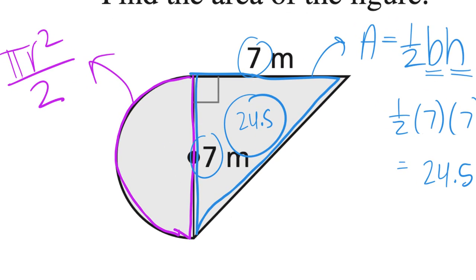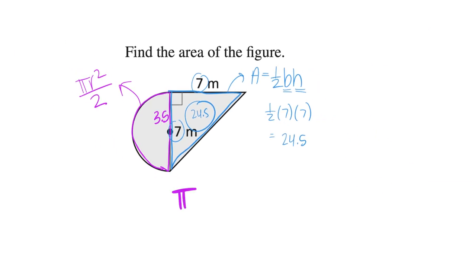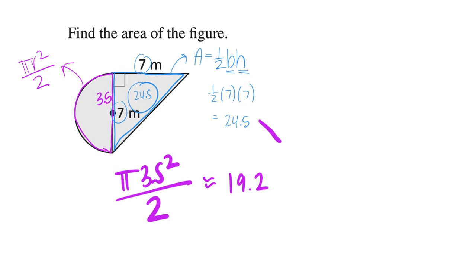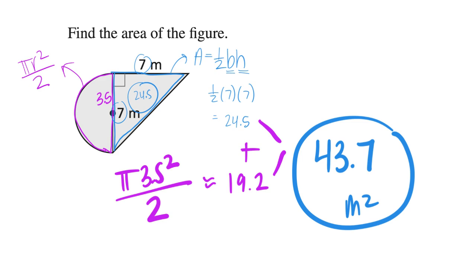Now the radius here is not 7, right? That's this whole piece. So we can split that in half. The radius would be 3.5. So we're going to do pi times 3.5 squared. And then you're going to divide that whole thing by 2. And it's about 19.2. So the total area would be these two pieces added together. So 24.5 plus 19.2, which is 43.7. So that is the total area of this shape.